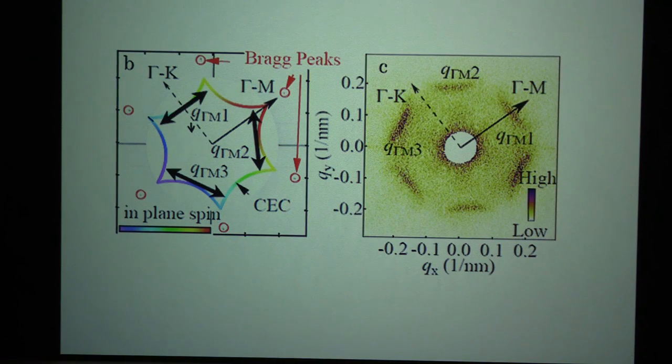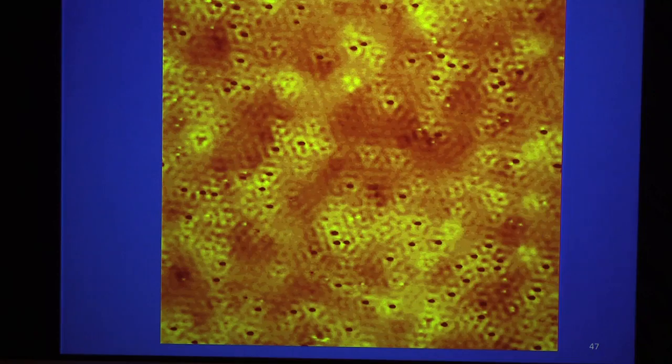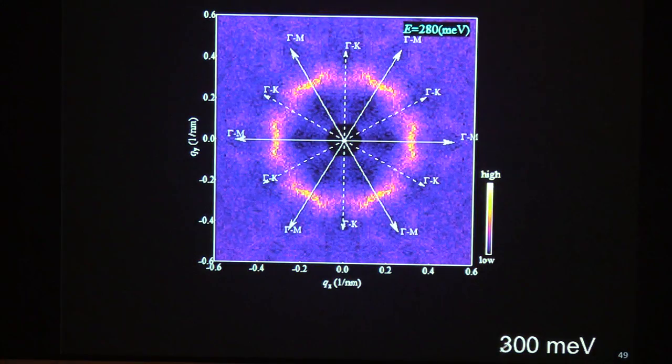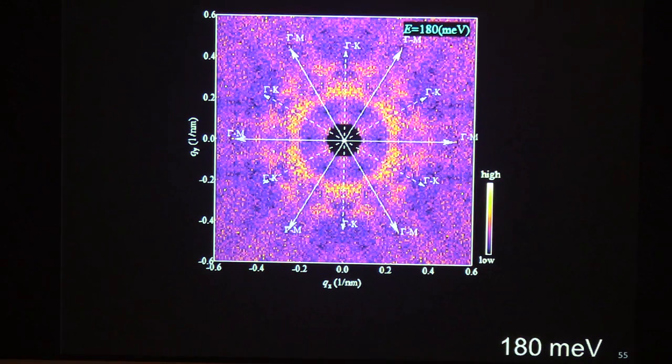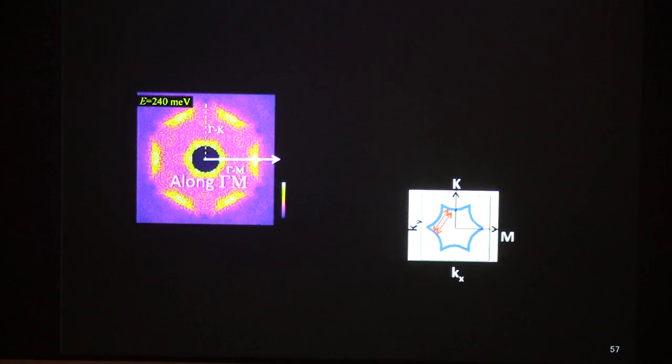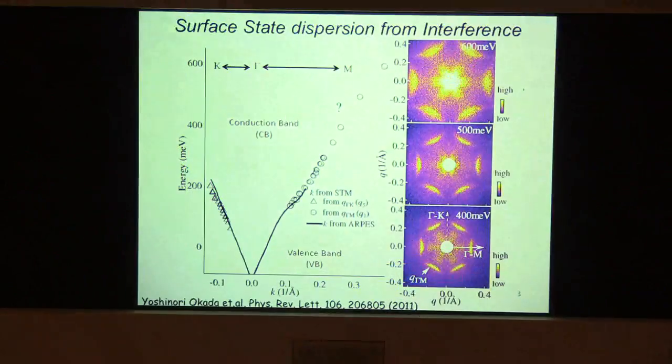Okay, so the dominating processes that we measure are these scattering processes, because these two pieces of the Fermi surface are actually parallel. So this scattering process gives rise to this set of Q vectors. All right. So here are a bunch of dI/dV maps at different energies. We take the Fourier transform at different energies, and you can see that its size is changing. That reflects the dispersion. And here's the Q vector that we get, and all that is great.